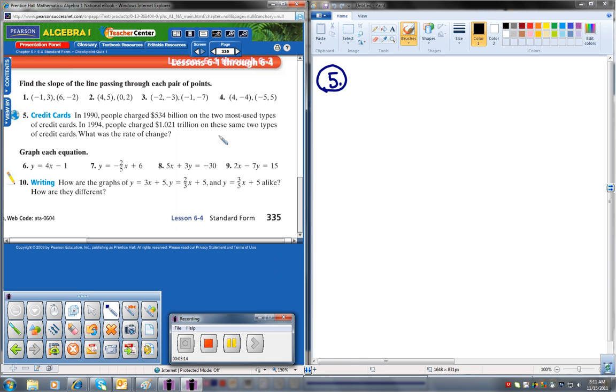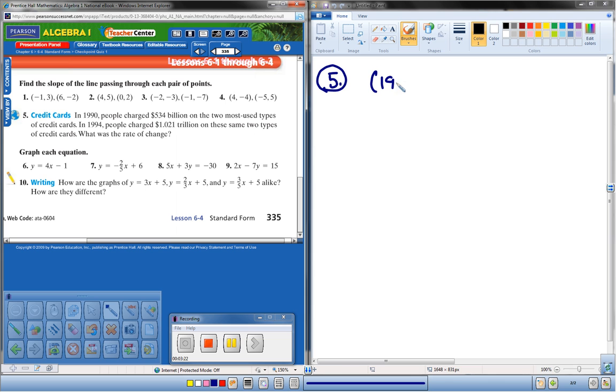Problem number 5 is a real-life problem. It talks about two different situations. In 1990, there was 534 billion. And in 1994, there was 1.021 trillion, which is 1,021 billion. And so that is a little confusing there. On the quiz, you'll know what has to go where.